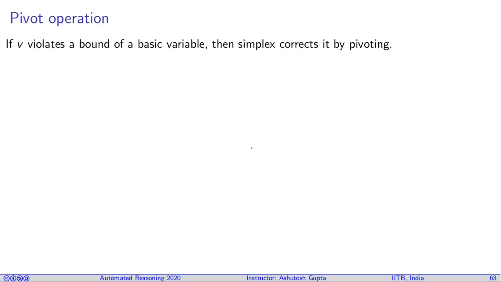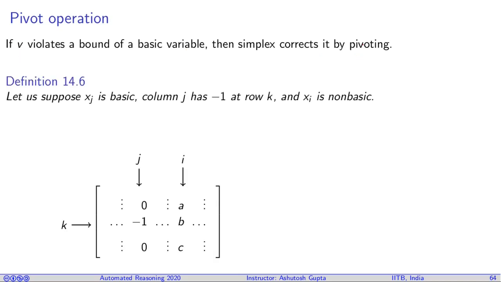Let's suppose the current assignment B violates a bound in a basic variable. Then simplex corrects it by pivoting. Pivoting means it changes one variable which is basic into a non-basic variable, and another non-basic variable is turned into a basic variable.